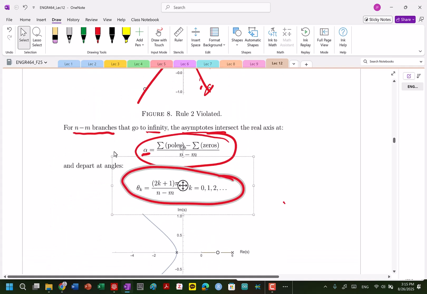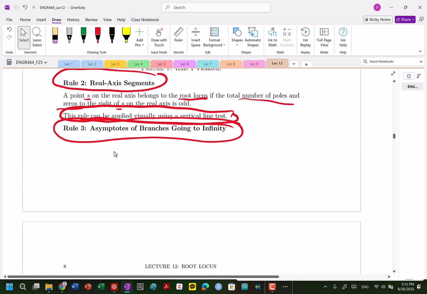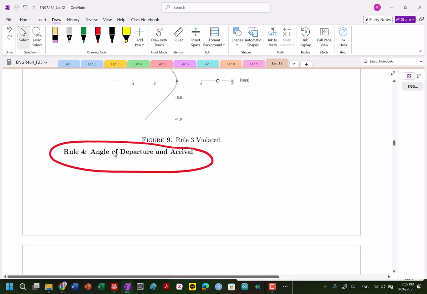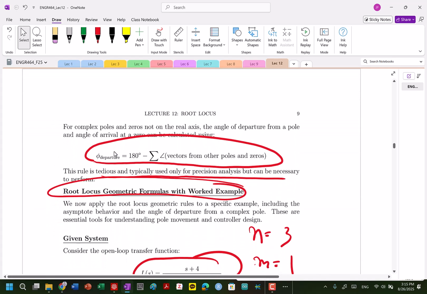So actually, that's the angle of departure. So basically, that's the asymptote angle, of that intercept. Basically, the angle of the asymptote to the axis. What about the angle of departure and arrival? So that's kind of like the slider bend.